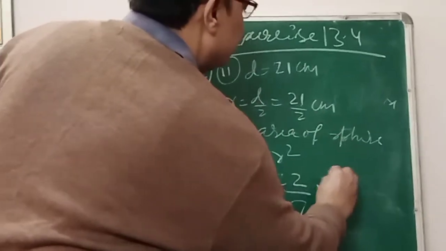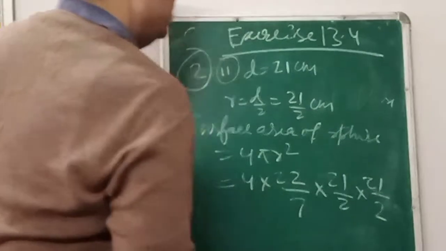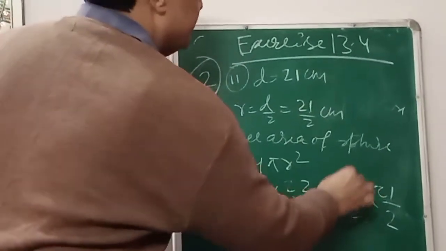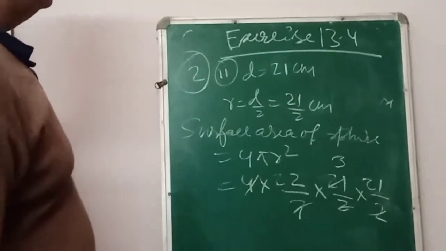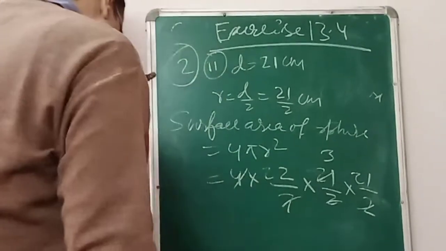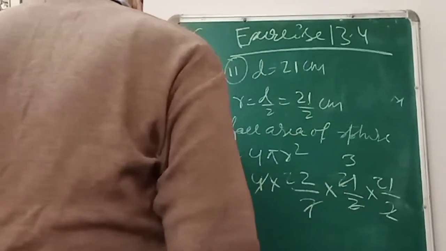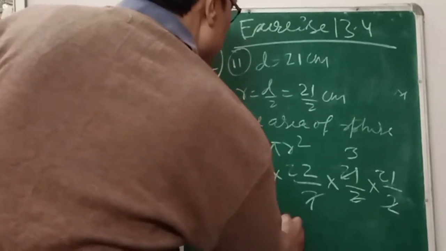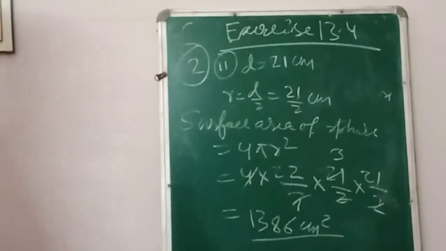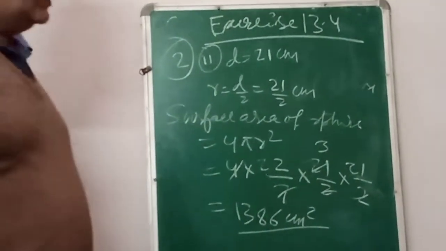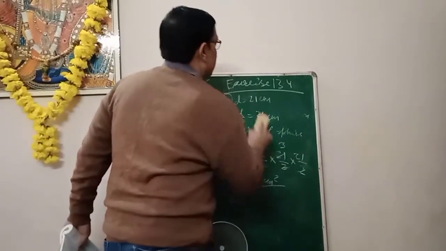So putting this new value of radius, we will be having this 7 3 and 2 2. This 4 cancels. So this is 66 into 21, 63 into 22, and we get this as 1386 centimeter square. So this is about the second question, second part. Now second question, third part.